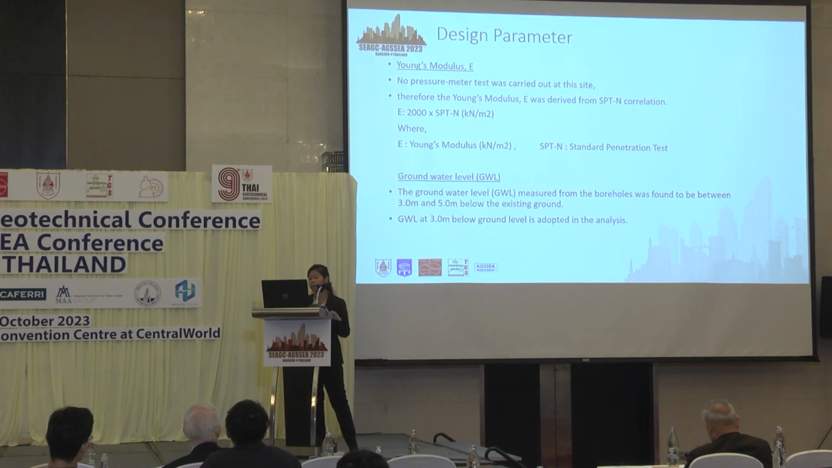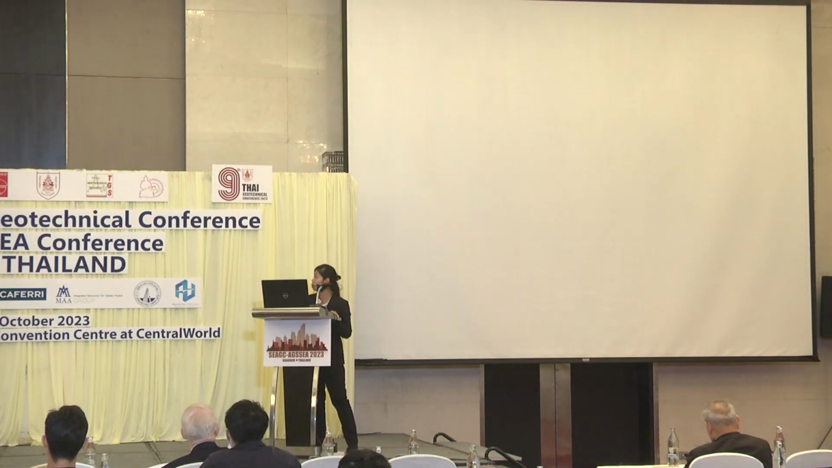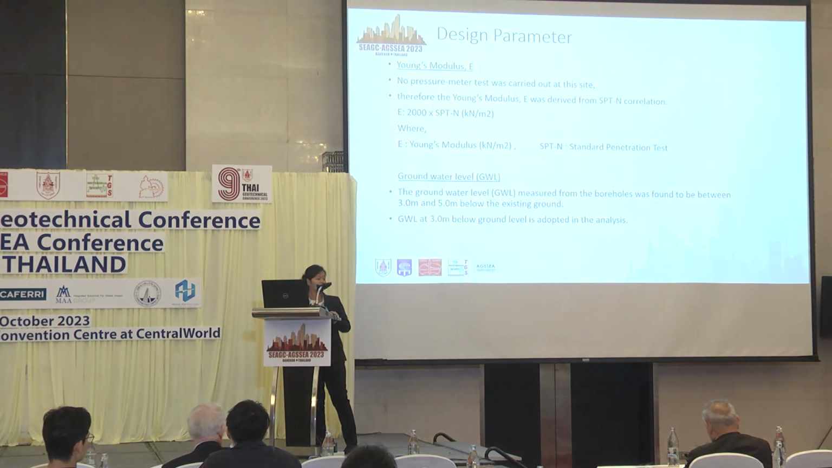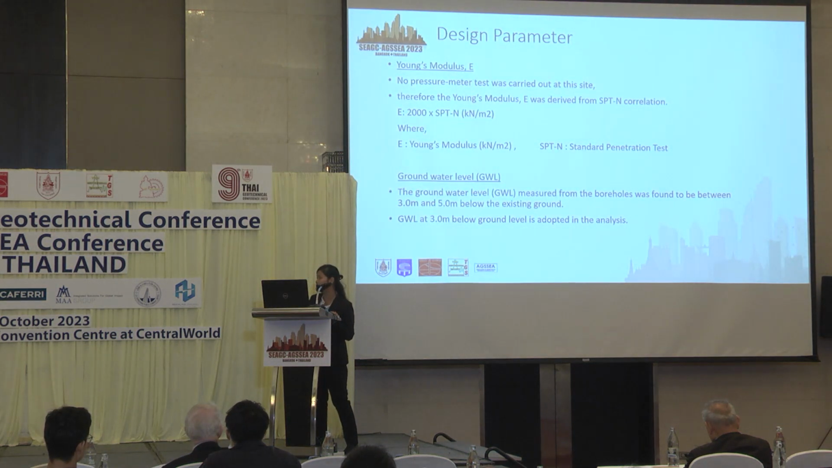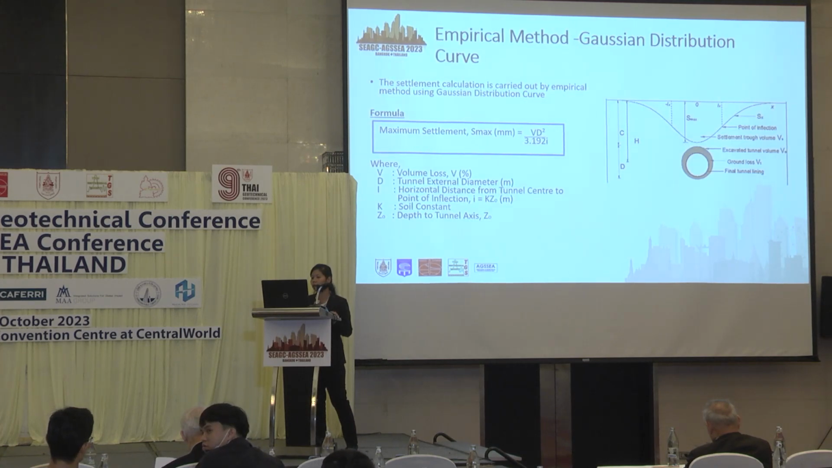Therefore, we are using the SPT N correlation to estimate the value of E. For the groundwater level, the data recorded from the borehole show that the groundwater level ranges from 3 to 5 meters below the ground. So we are taking 3 meters as our conservative approach in the analysis.